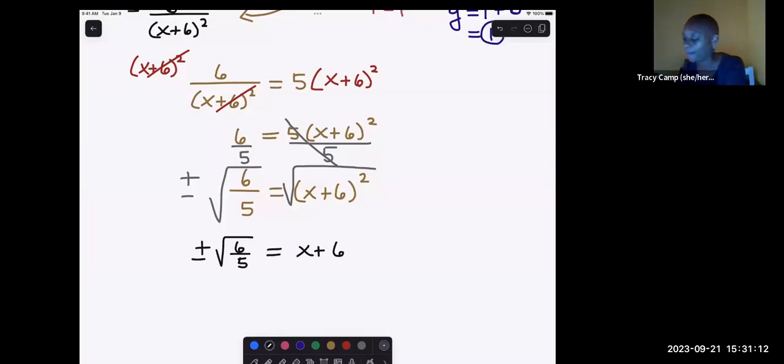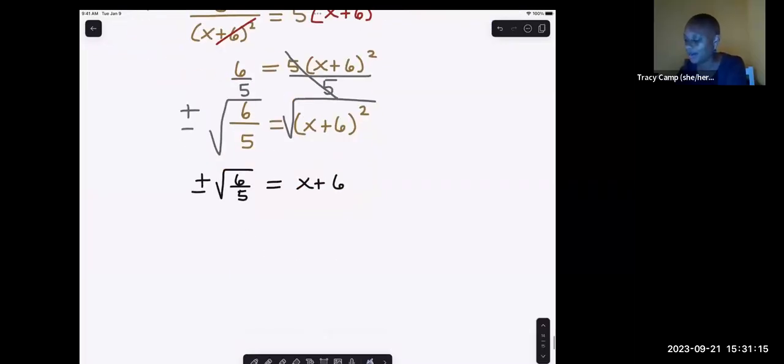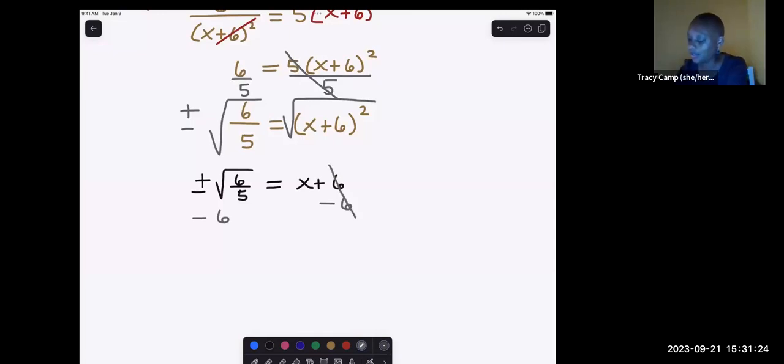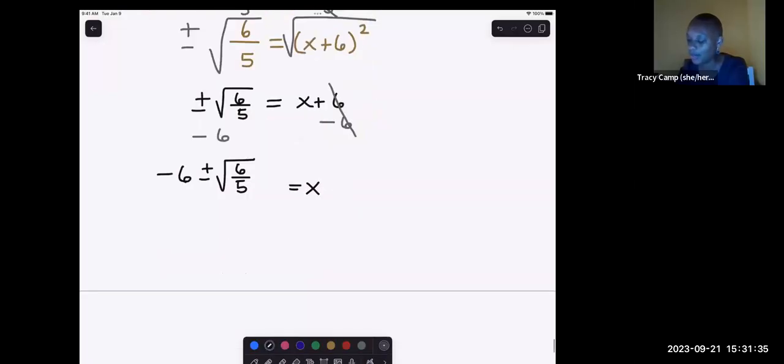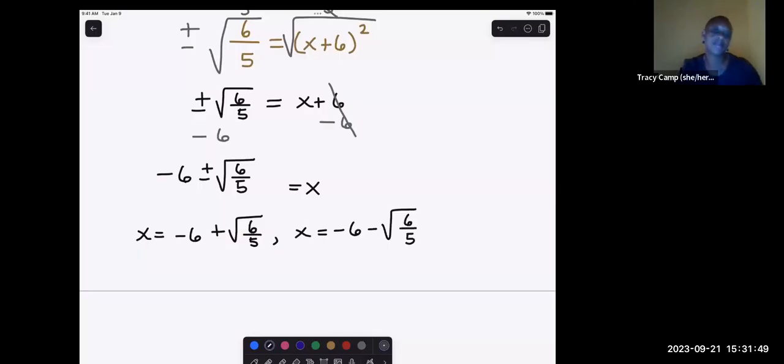Last of all, I just need to get x by itself, so I'll subtract 6 from both sides. Even though this looks messy, our answer is going to be -6 plus or minus root 6 over 5. I think they want us to write it as two separate answers: -6 plus root 6 over 5, and then -6 minus root 6 over 5. I'm going to go ahead and enter this. Let's see if it works, see if I made any mistakes.